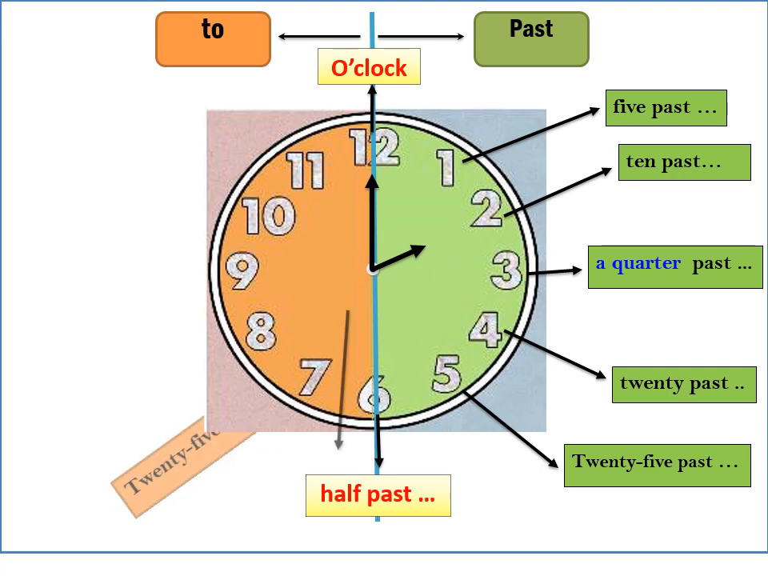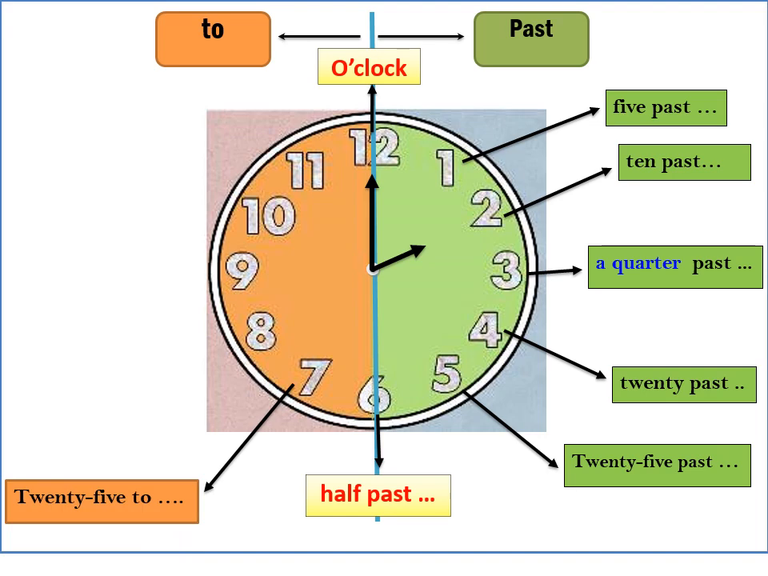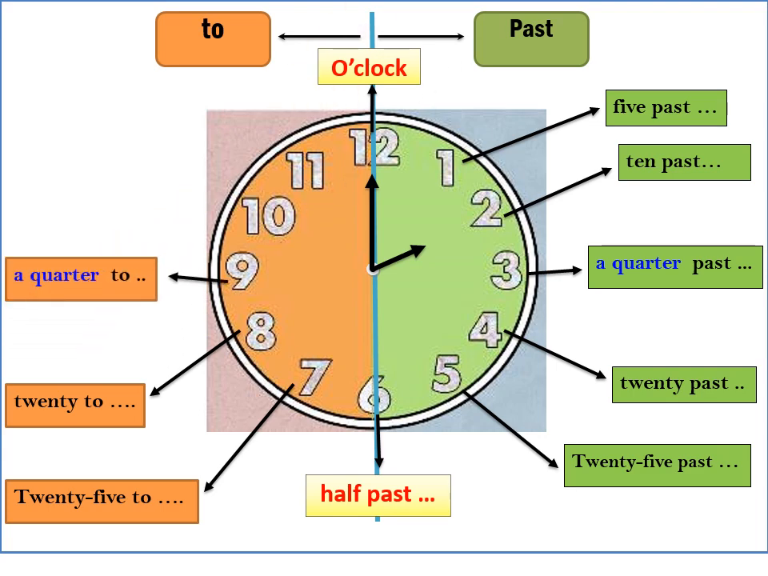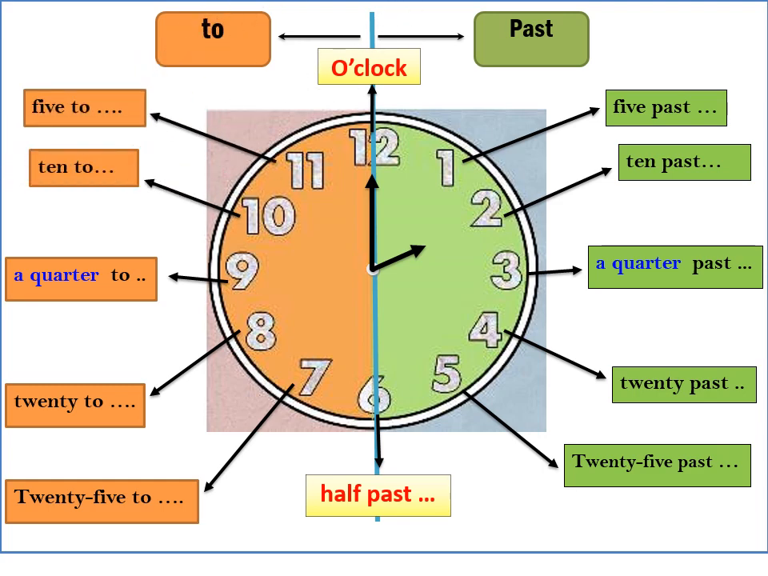What about the left part? If I have the long arrow on 7, I'll say 25 to, not past. If I have the long arrow on 8, I'll say 20 to, not past. If I have the long arrow on 9, I say a quarter to, not past. If I have the long arrow on 10, I'll say 10 to. And if I have it on 11, I'll say 5 to.